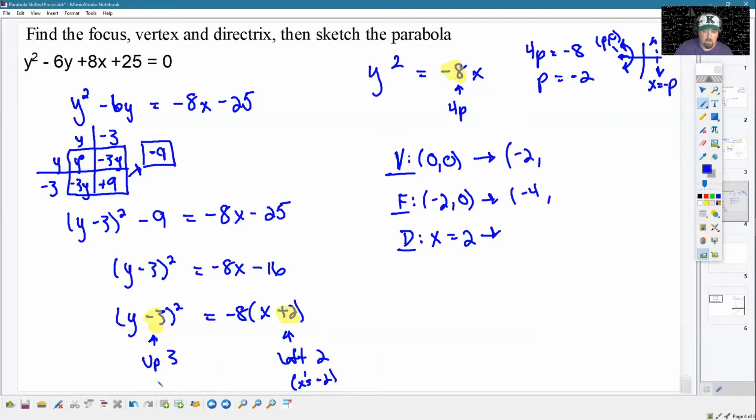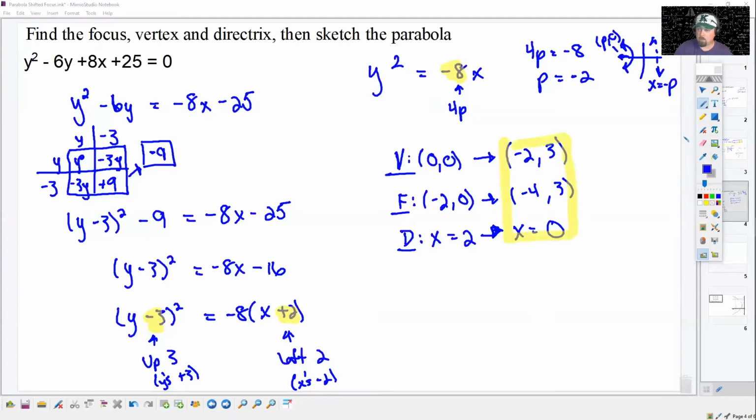Y's go up, so that means the y's this time are going to go +3. So 0 plus 3 takes me to 3. 0 plus 3 again takes me to 3. Since this is an x equals, this affects it, and nothing else. So this is an x equals 2 minus 2 is 0. So it's an x equals 0, which actually means that we're going to be on the y-axis. So these are the points of the transformed graph that we want to sketch.